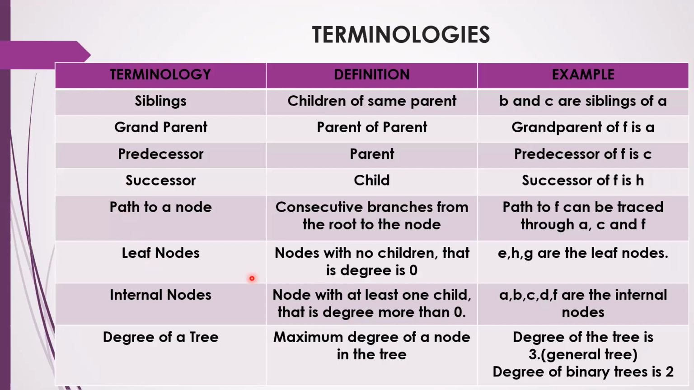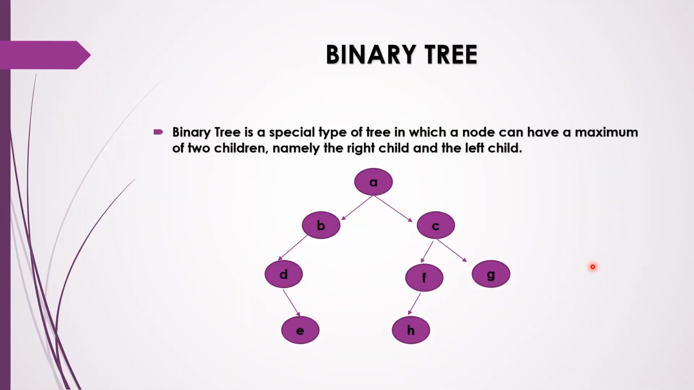Next, leaf nodes. Nodes with no children, that is, degree is 0. E, H, G are the leaf nodes. As you can see, E does not have any branches. H does not have any branches. So E and H are leaf nodes. And G also doesn't have any branches. So G is a leaf node.